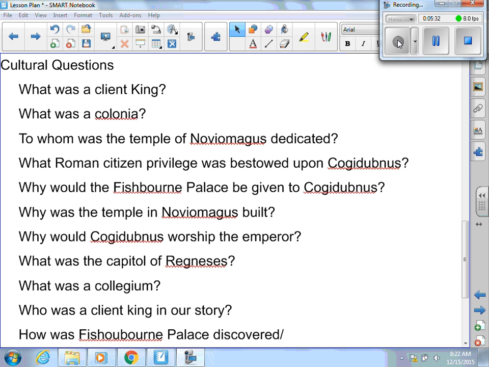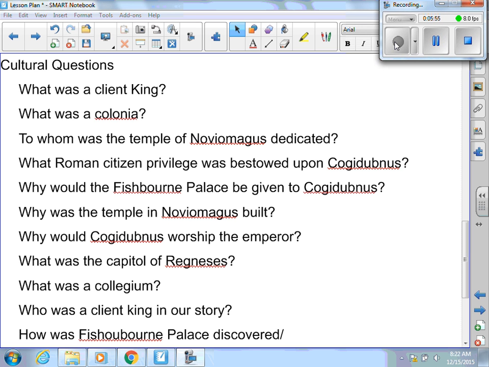Why was the Temple of Noviomagus built? It was built to show the Roman ability to build things, their ingenuity, their architectural prowess. It was a way to show the rest of Britain how powerful the Roman Empire was. Why would Cogidubnus worship the emperor?